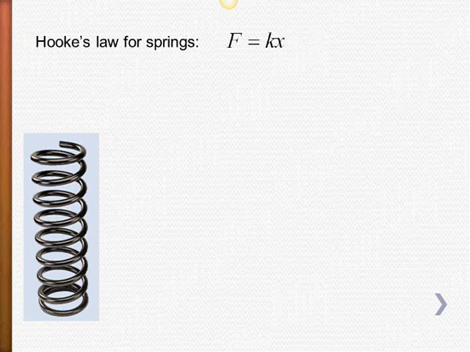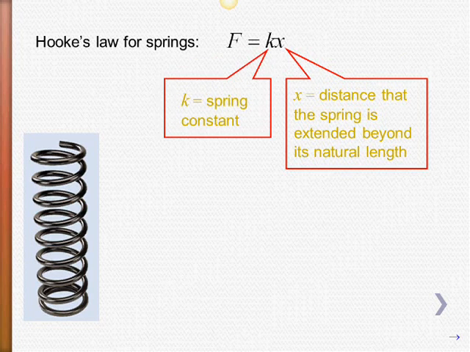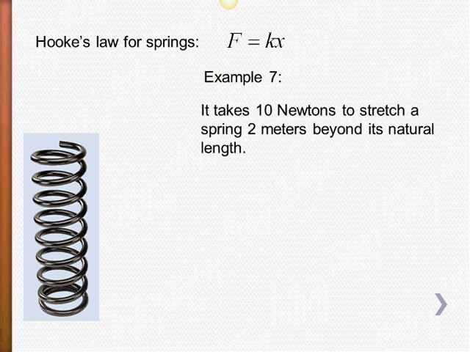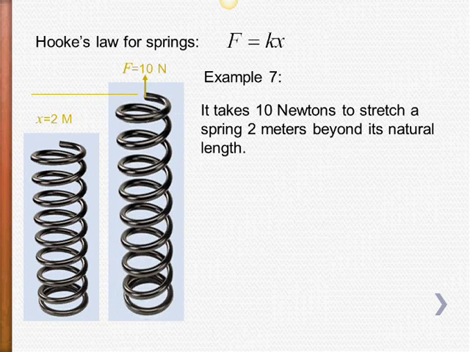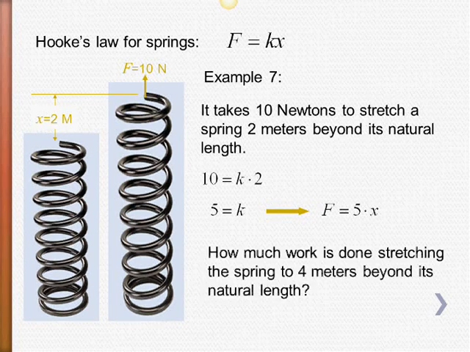So here's an example, Hooke's law for springs. Force is proportional to the distance that it travels, x, the distance that the spring is extended beyond its natural length. K is your spring constant. So if it takes 10 newtons to stretch a spring 2 meters beyond its natural length, then I can find K. 10 is equal to K times 2, therefore K has to be 5. So by saying that force is 5 times x, we've come up with a force function, f of x equals 5x.